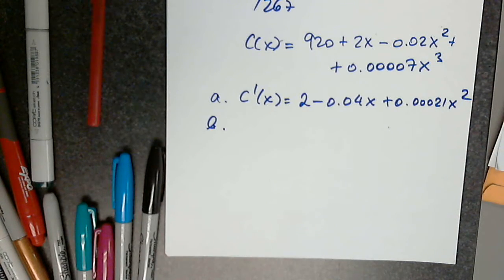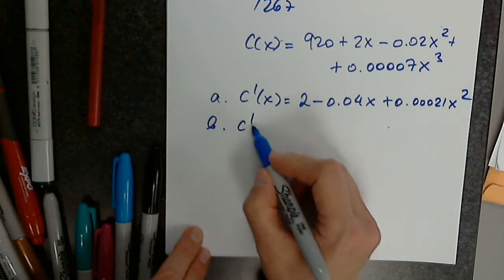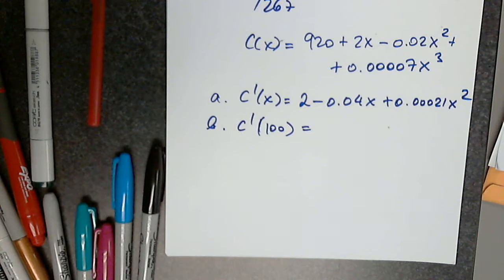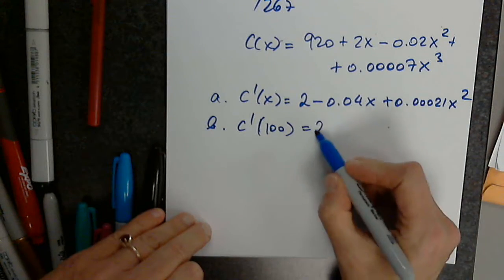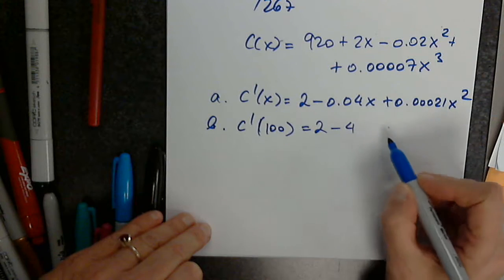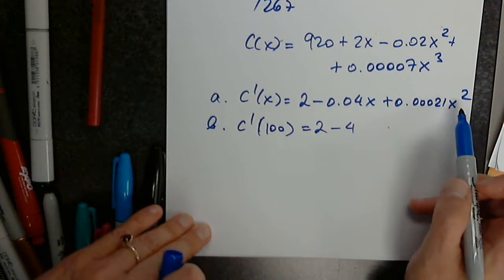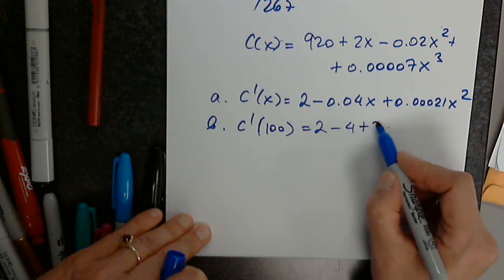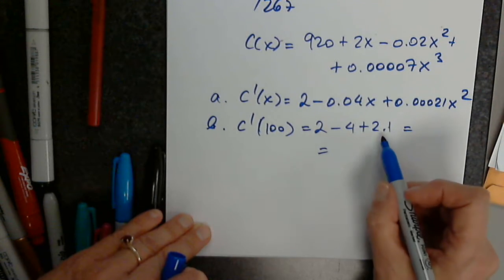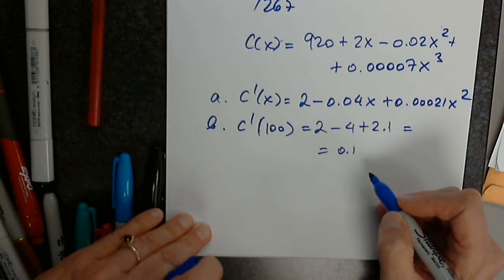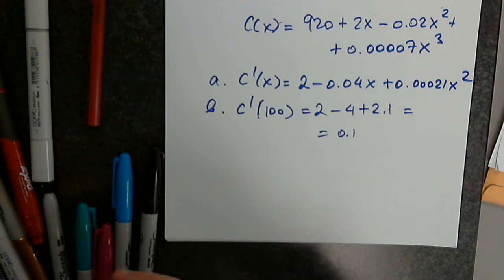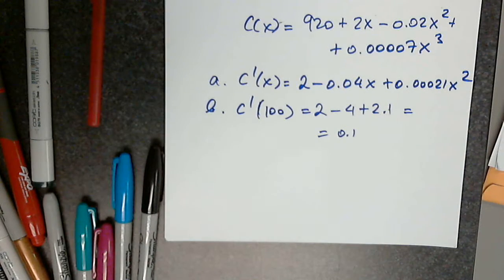Part B. Find C prime of 100 and explain its meaning. C prime of 100 will be 2. If I multiply this by 100, I get minus 4. If I multiply this by 4 zeros, 1, 2, 3, 4, I get plus 2.1. And I get 0.1. Am I correct? Let me know if you got something else.